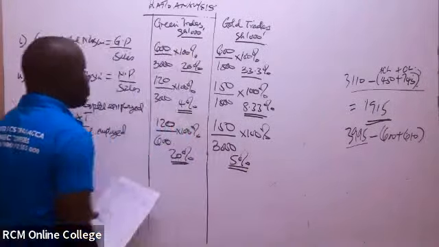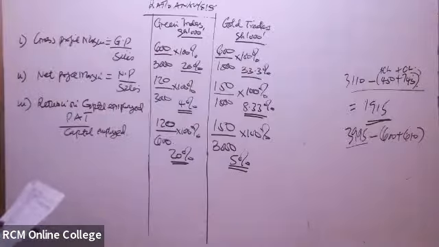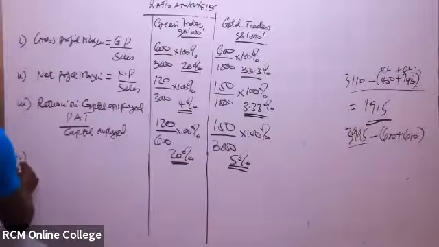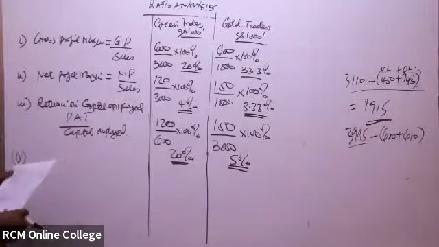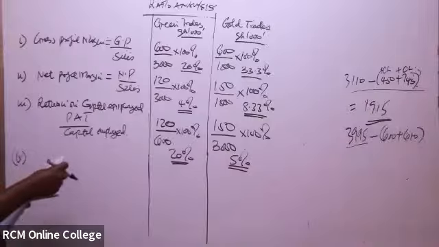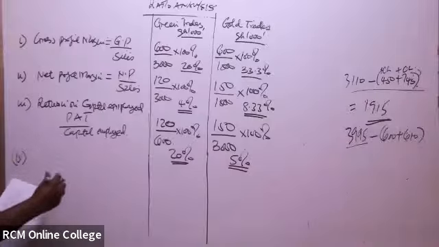So the return on capital employed for gold traders is very low. So they are not effectively utilizing their capital to generate what? Profits compared to green traders. Then the next one is return on assets.